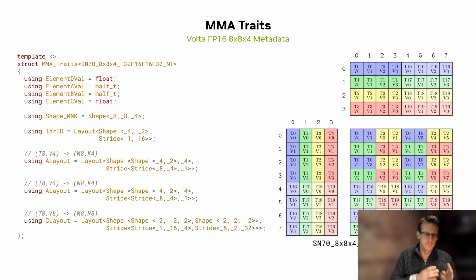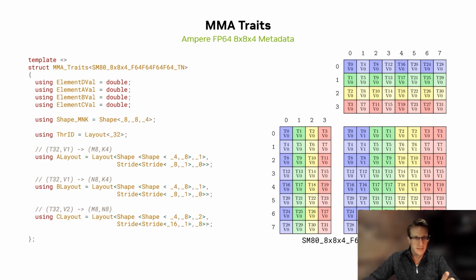Here I'm showing our first major MMA instruction, the Volta FP16 quad pair instruction, which uses 8 threads with 4 values in A, 4 values in B, and 8 values in C. Similarly, this is an Ampere FP64 8x8x4 instruction, which uses 32 threads, 1 value in A, 1 value in B, and 2 values in C. Again, we can see the MMA traits contains 3 thread value layouts, and it fully describes the metadata of this instruction. These thread value layouts provide the partitioning patterns required by the kernels.